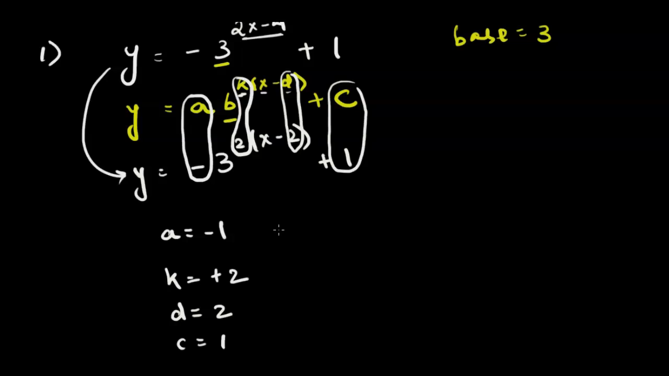Now we can write down their meanings. a is negative 1, because we know a greater than 1 is a vertical stretch, and a between 0 and 1 is a vertical compression. Here it's exactly 1, so it's neither a stretch nor a compression, but there is just this negative sign that has a meaning, so we can write reflection over the x-axis.